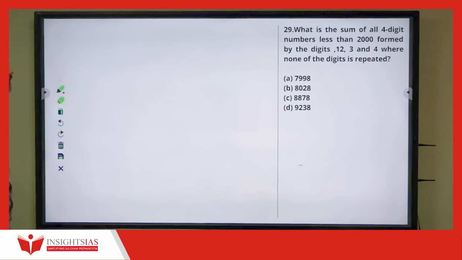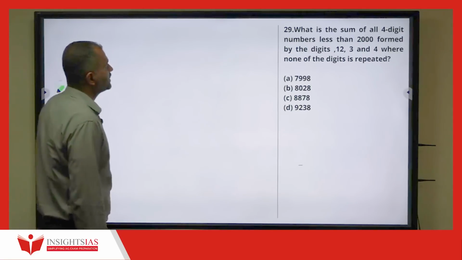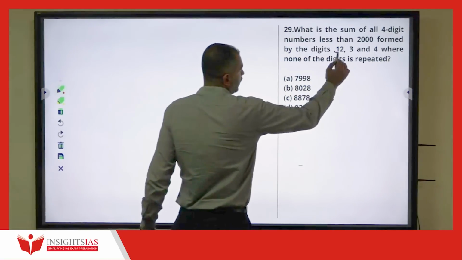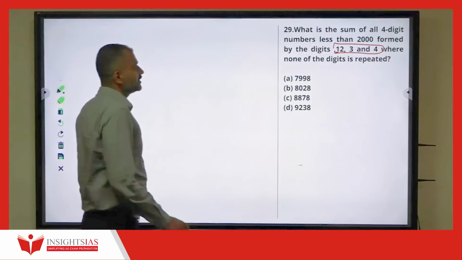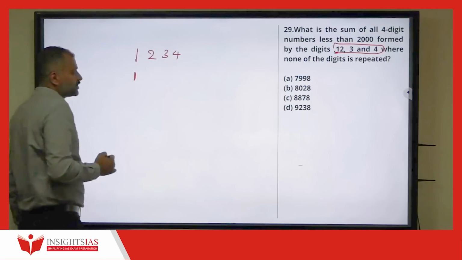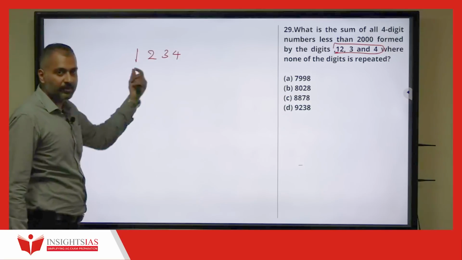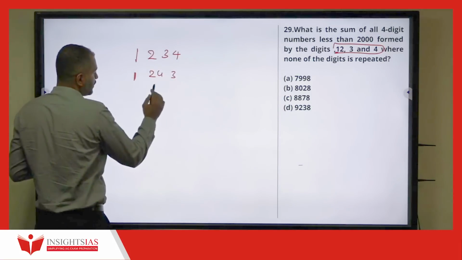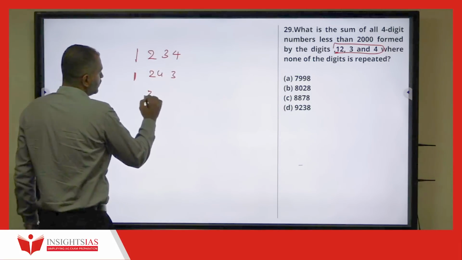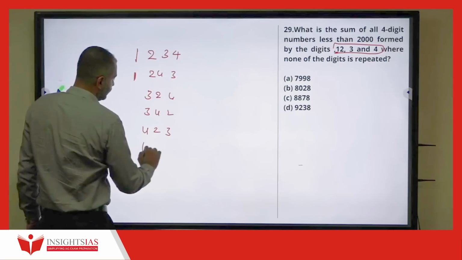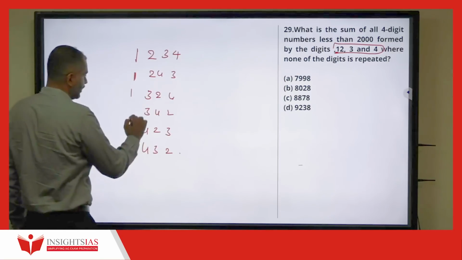Now, this one. What is the sum of all 4-digit numbers less than 2000 formed? Less than 2000 means it has to start from 1 only. The digits are 1, 2, 3, 4. 1 remains in this position only. 2, 3, 4 will be changing. How many different ways? 2, 3, 4; 2, 4, 3; 3, 2, 4; 3, 4, 2; 4, 2, 3; 4, 3, 2. Everywhere 1 is common here.